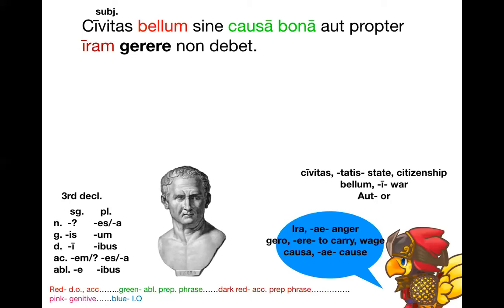On account of anger. And now here's our verb at the end. Remember, debeo, debere can be "to owe," but we've never seen it as "owe." It's always "should." So the state, without a good cause or on account of anger, should not. And gerere could be like carry out or wage. And here the object is bellum, so yeah, should not wage war.